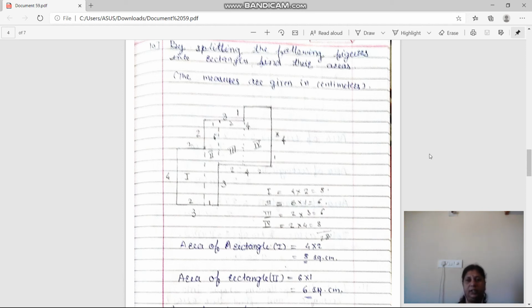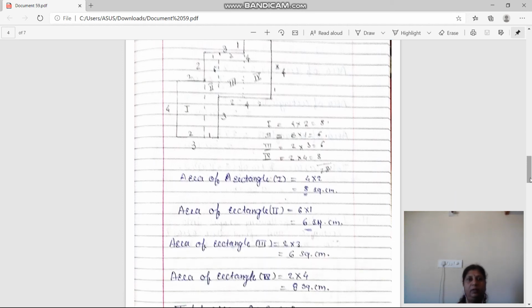So see here, area of first rectangle. What is its length? 4. What is the breadth? 2. So 4 into 2 we get 8 square centimeter. Now next, area of second rectangle. Its total length is 6 and breadth is 1. So 6 into 1 we get 6 square centimeter.